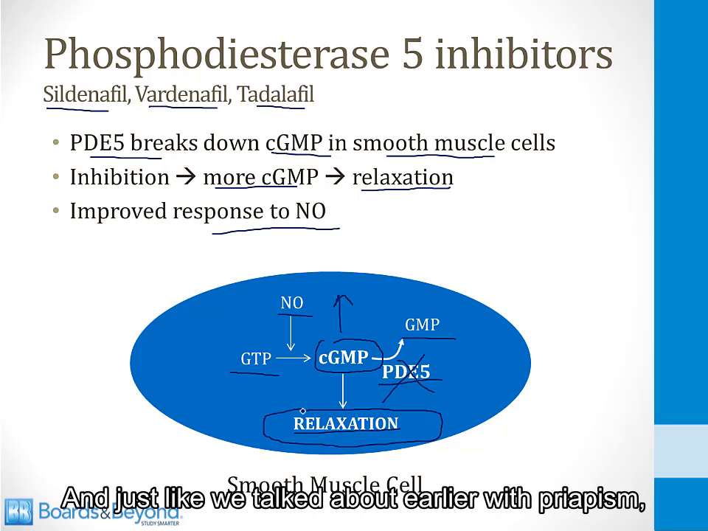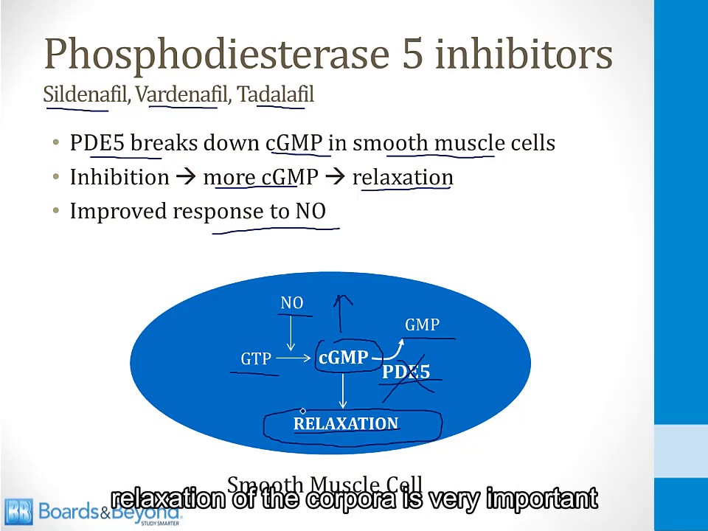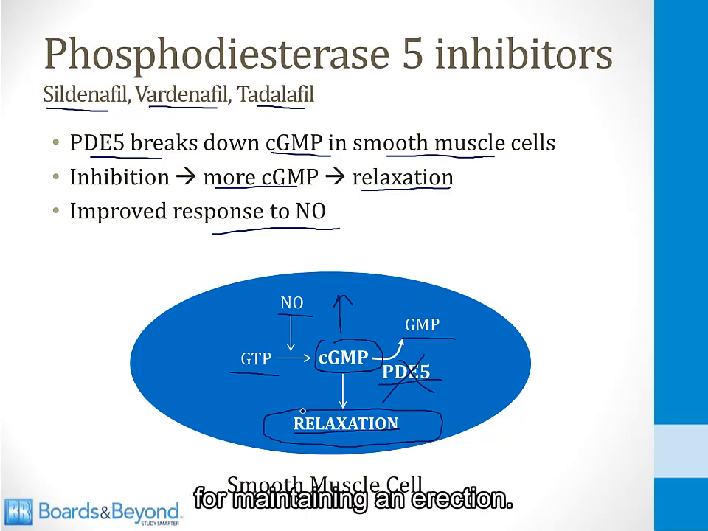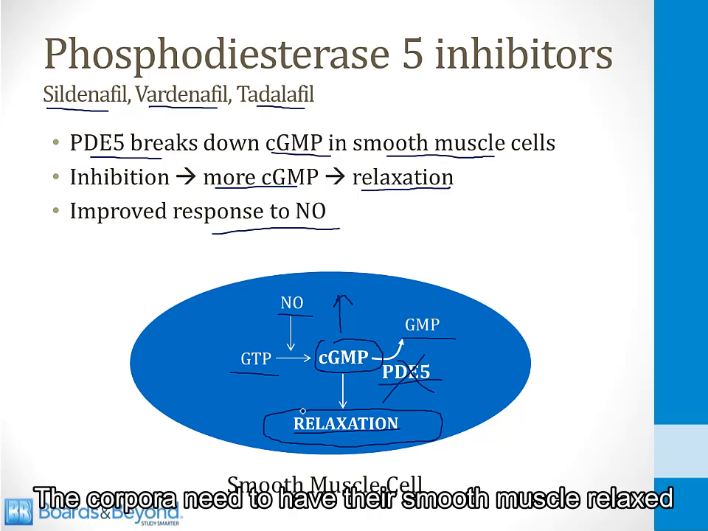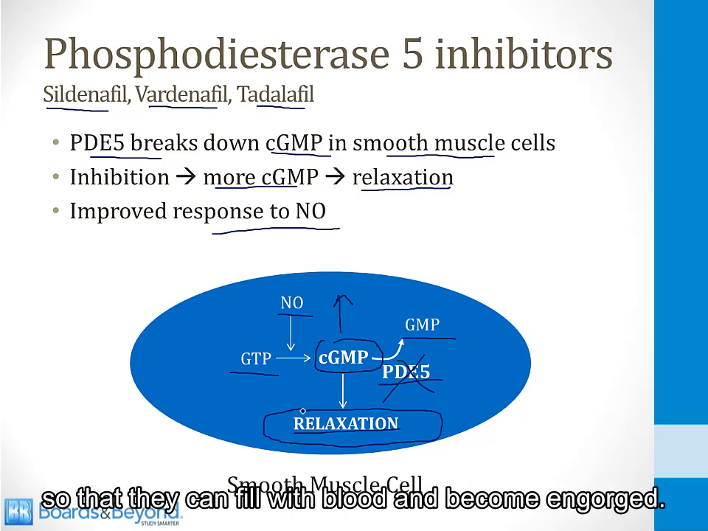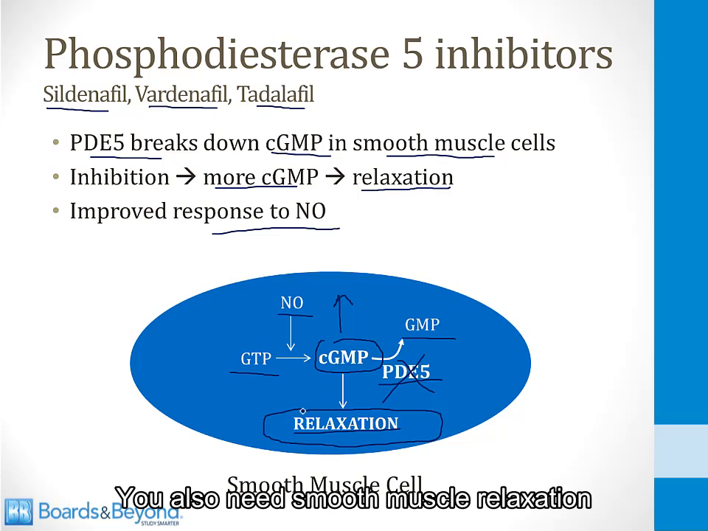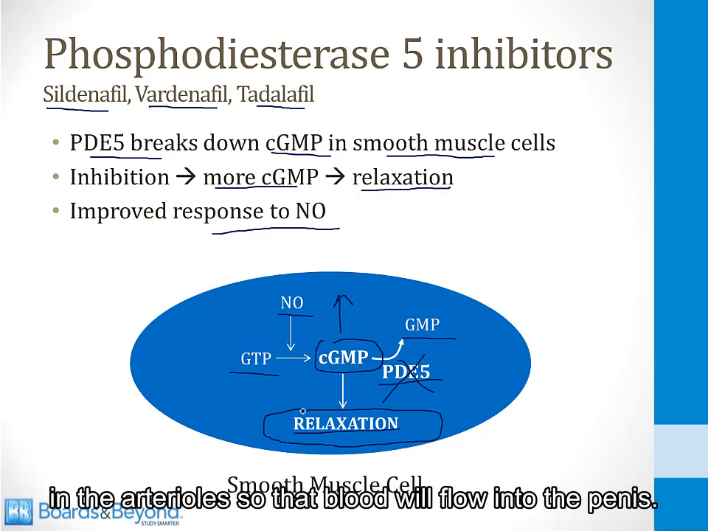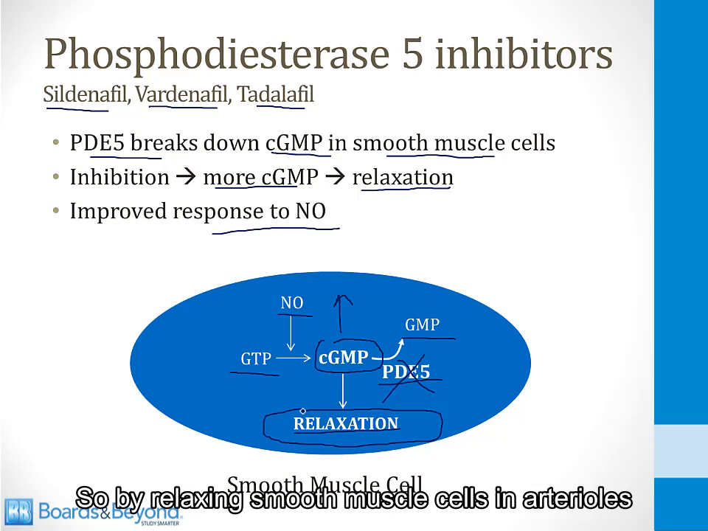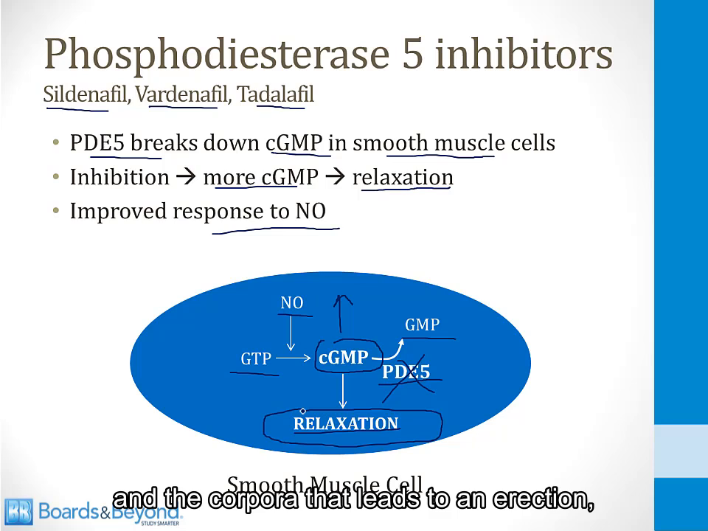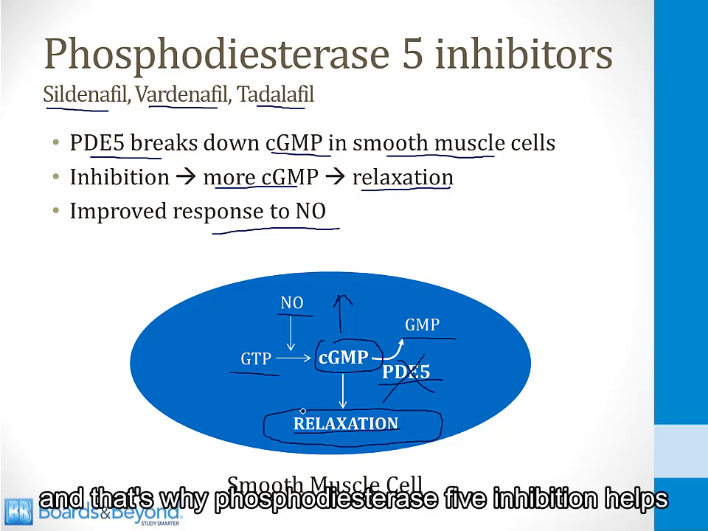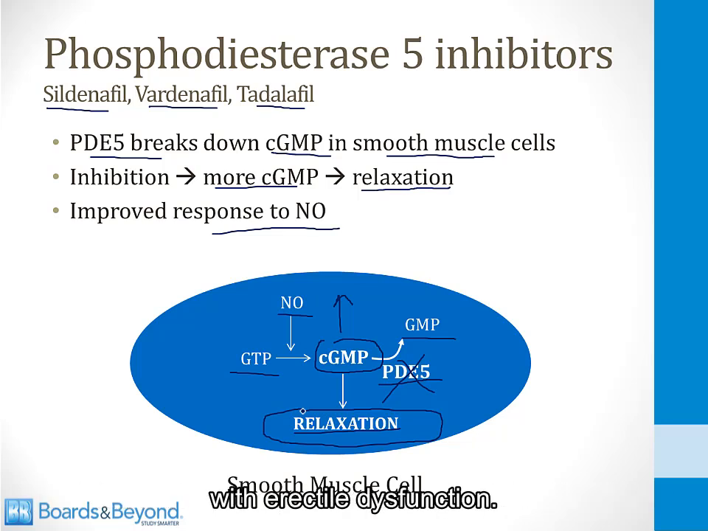And just like we talked about earlier with priapism, relaxation of the corpora is very important for maintaining an erection. The corpora need to have their smooth muscle relax so that they can fill with blood and become engorged. You also need smooth muscle relaxation in the arterioles so that blood will flow into the penis. So by relaxing smooth muscle cells in arterioles and the corpora, that leads to an erection, and that's why phosphodiesterase 5 inhibition helps with erectile dysfunction.